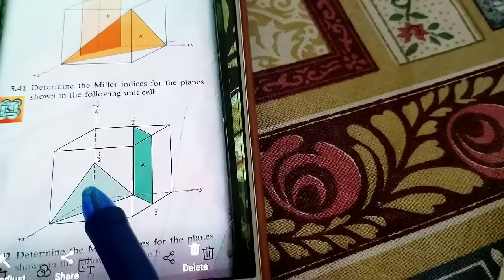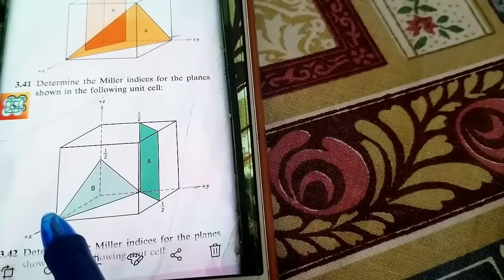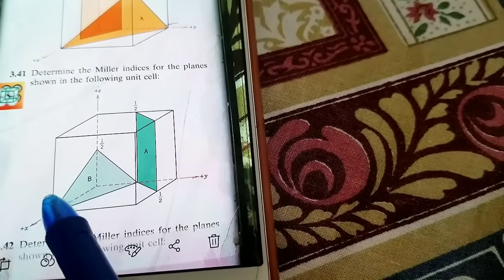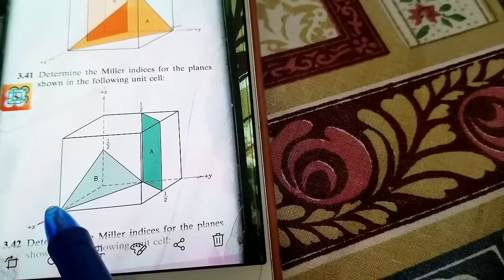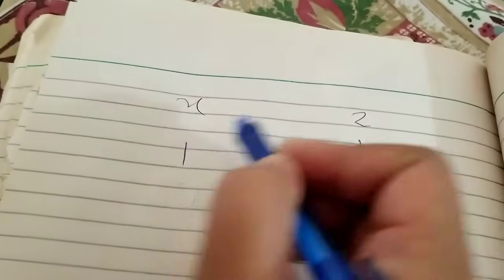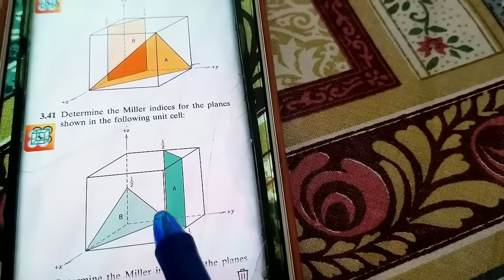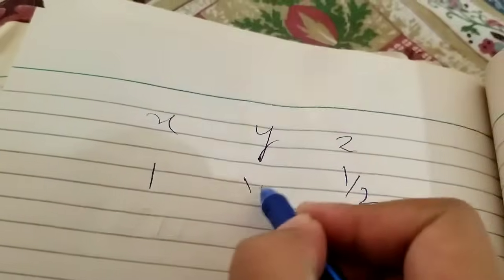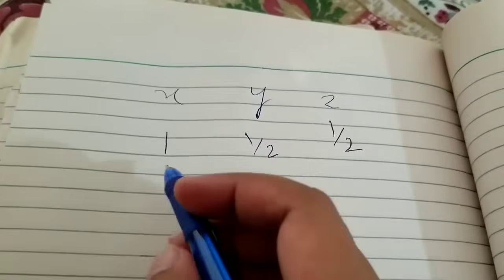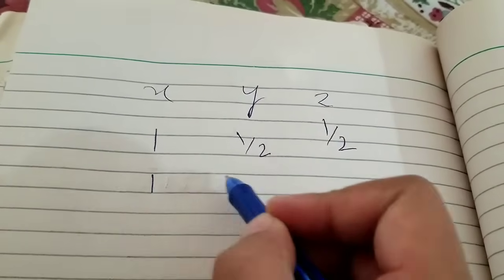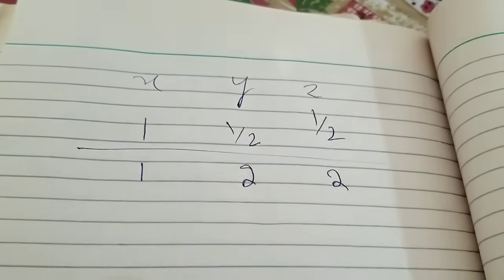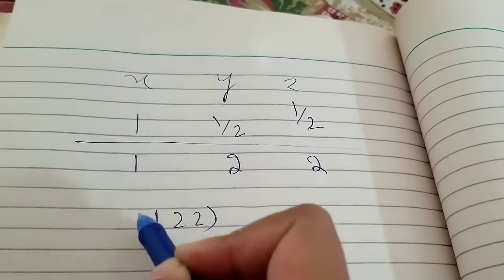The z-intercept is half, while for the x-intercept, we can see here it is touching at the edge of the unit cell. This is the x-axis and the plane is touching it at the edge, and its x-intercept will be 1. And the y-intercept is also clear. It is touching right there, and it is also halfway from the origin. So this y-intercept is 1 by 2 also. So we'll take the inverse, and after taking the inverse, we get 1, 2, and 2. And the final Miller indices are these ones for the plane B in this example.